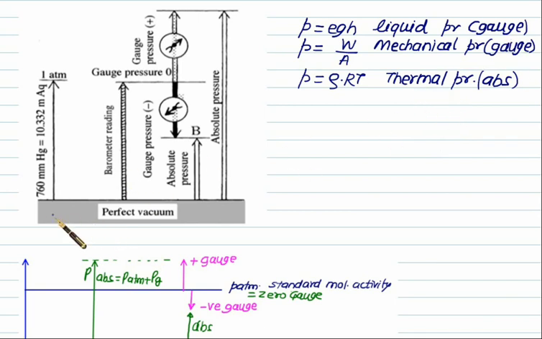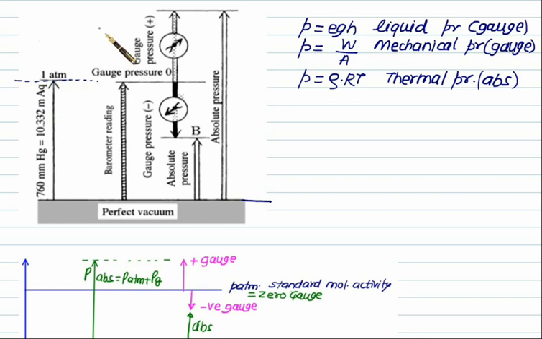For this, consider a perfect vacuum where the molecular movement will be equal to 0. If the molecular movement is equal to 0, no pressure is acting, because the pressure is due to the molecular activity. If the molecular activity is not present, the pressure will be equal to 0. That is called a perfect vacuum. From this reference, we have a certain molecular activity that is equal to 760 mm of Hg. That is the surrounding with us.